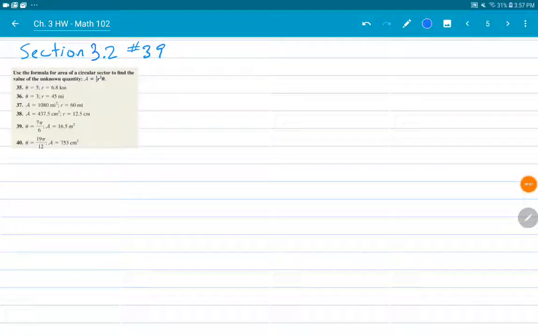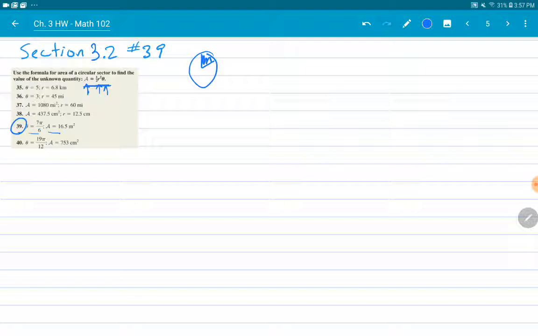In section 3.2, number 39, we're going to use this formula of the area of a circular sector to find the value of that unknown quantity. So our quantities are area, radius, and theta, the angle. So I have area and the theta, so I need to find the radius.